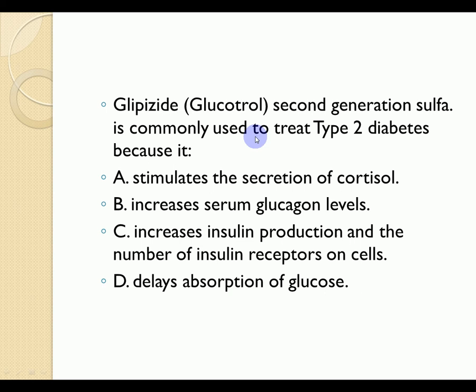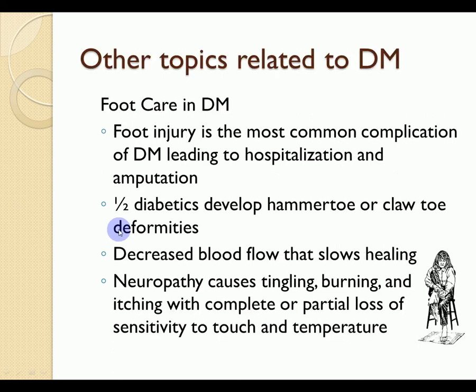Glucotrol, a second generation sulfonylurea, is commonly used to treat type 2 diabetes because A, it stimulates the secretion of cortisol, B, it increases the serum glucagon levels, C, it increases insulin production and the number of insulin receptors on the cells, or D, it delays absorption of glucose. And you should have picked C, increases insulin production and the number of insulin receptors on the cell. And that was in our lecture. That was just a review. You might want to go back and look at those if you missed them.